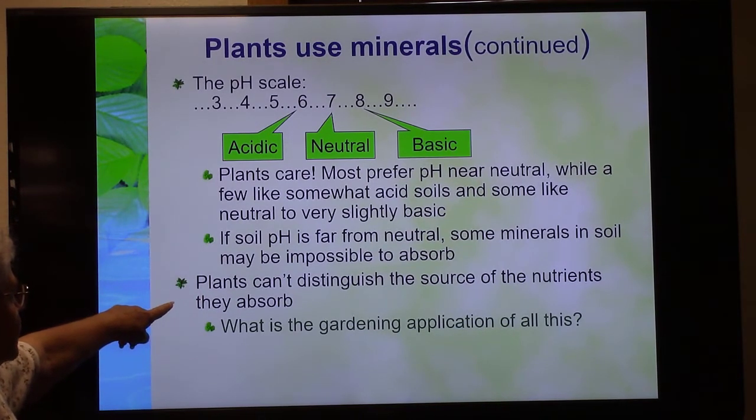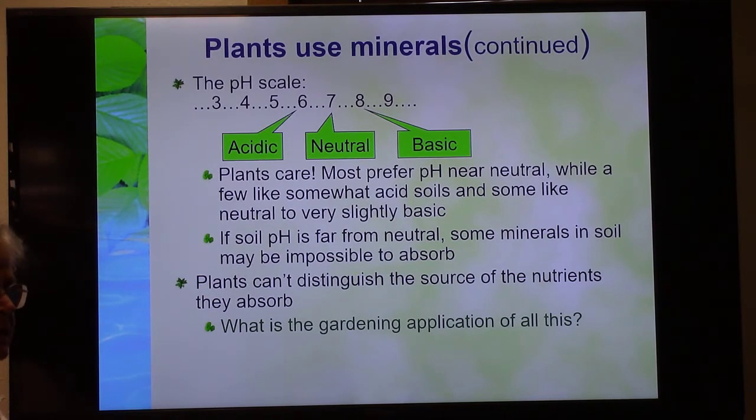Another real important point. Plants can't distinguish the source of the nutrients they absorb. The plant does not have an ethical mind saying, I only want nitrogen from manure. I do not want nitrogen to come from a factory. The plant does not have that ability. We as gardeners make moral and ethical choices about products we use, but to a plant, it's either getting what it needs or it isn't.